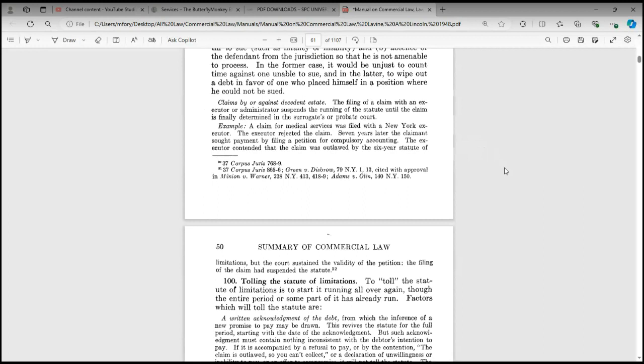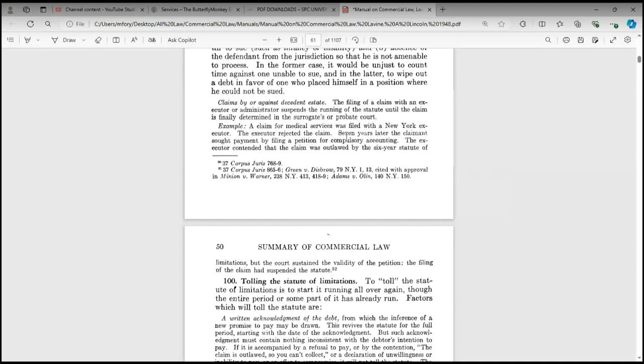Example: a claim for medical services was filed with a New York executor. The executor rejected the claim. Seven years later, the claimant sought payment by filing a petition for compulsory accounting. The executor contended that the claim was outlawed by the 6-year statute of limitations, but the court sustained the validity of the petition. The filing of the claim had suspended the statute. The original claim, the first claim, the claim for medical services.